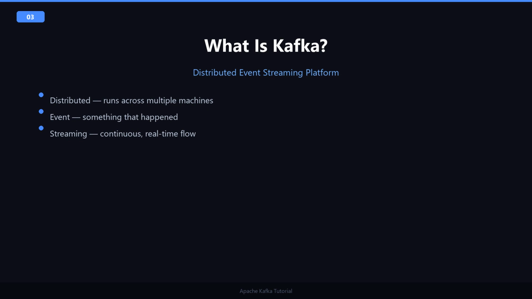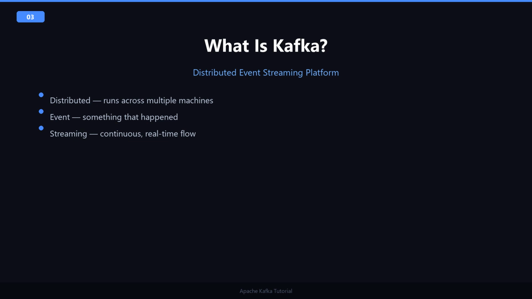So here's the formal definition. Apache Kafka is a distributed event streaming platform. Let's break that down into plain English. Distributed means Kafka doesn't run on a single computer. It runs across multiple machines, so if one goes down, the others keep things running.